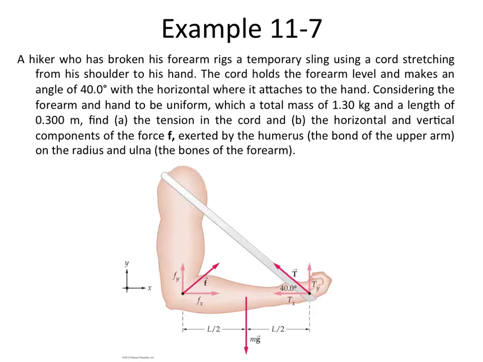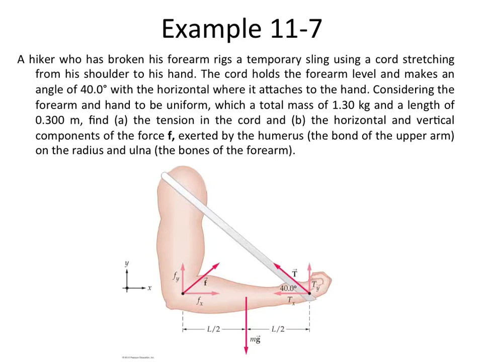Hello everyone, welcome back. We're doing problems on static equilibrium, that is net torque being equal to zero, as well as net translational force being equal to zero as well. Now this example 11.7 is a little, well, I think it'll make sense to you, but we just need to sort out what's going on right here.